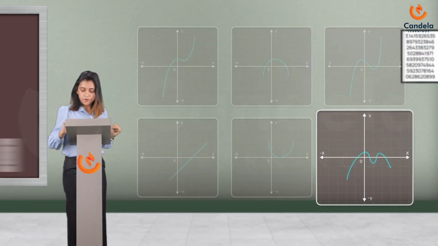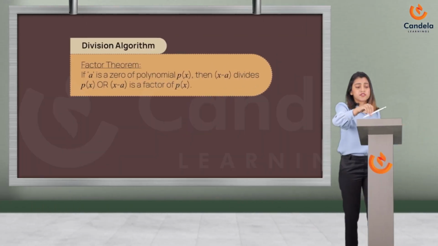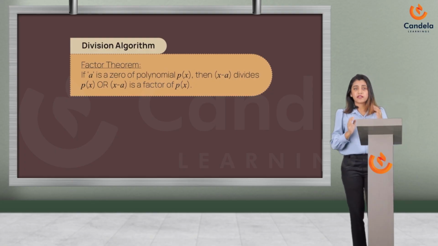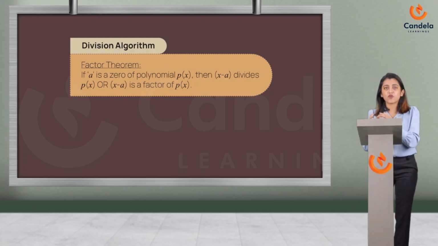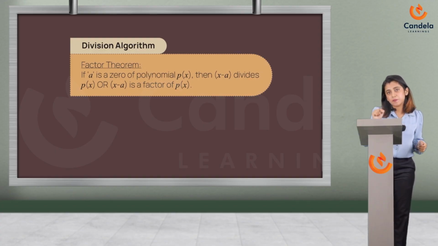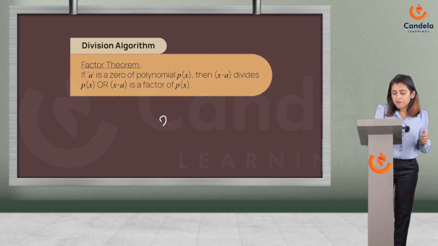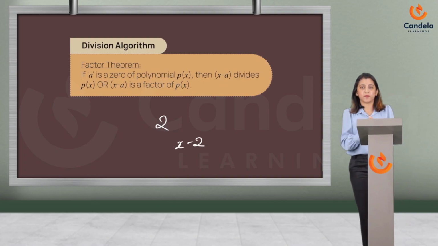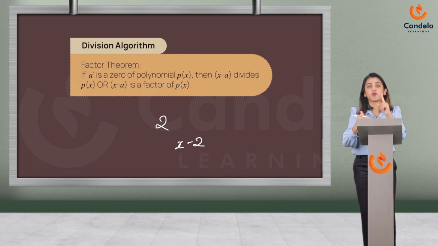And now, we are going to enter into the topic division algorithm. First, we will be learning the factor theorem. If a is a zero of the polynomial p of x, then x minus a divides p of x, or x minus a is a factor of p of x. For example, if 2 is a zero of a polynomial, then x minus 2 is a factor which divides this polynomial. With this theorem, we will be doing one problem.